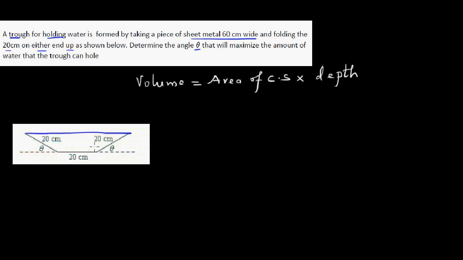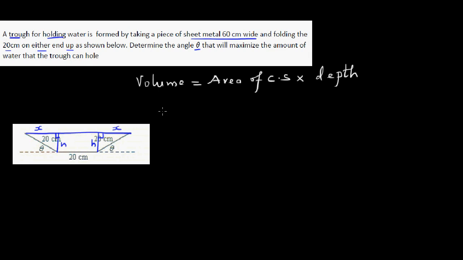So the question is basically, how would you maximize this area? Let's find the area of this trapezium. Let's say this is height and this is also height. So how will you split this? This is a right angle triangle, so you've got two right angle triangles. Say this is x. This is also going to be x.